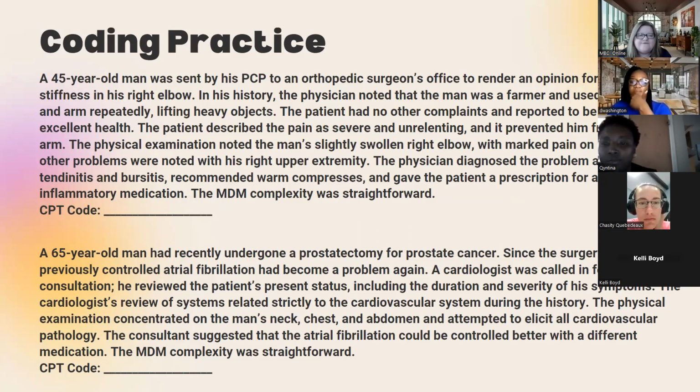All right, so the first one: a 45-year-old man was sent by his PCP to an orthopedic surgeon's office to render an opinion for acute pain and stiffness in his right elbow. In his history, the physician noted that the man was a farmer and used his right hand and arm repeatedly, lifting heavy objects. The patient had no other complaints and reported to be in otherwise excellent health. The patient described the pain as severe and unrelenting, and it prevented him from using his arm.